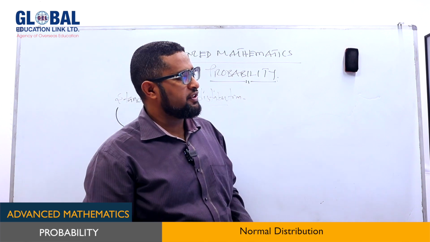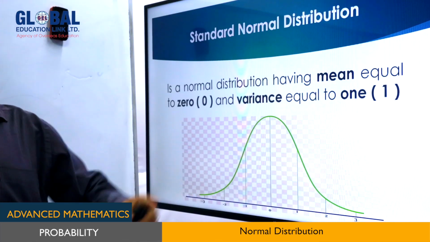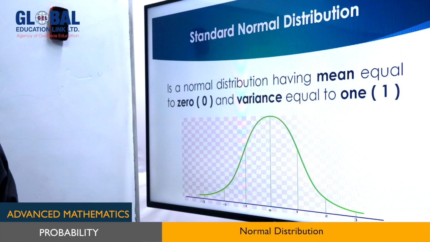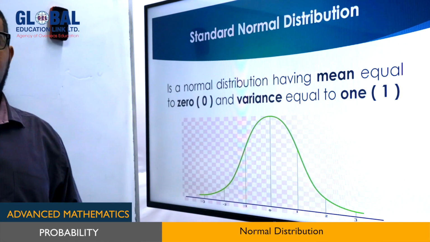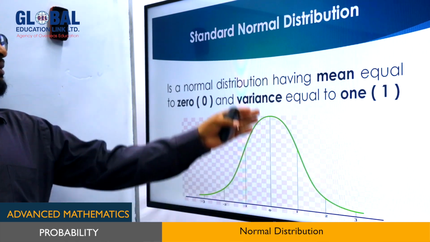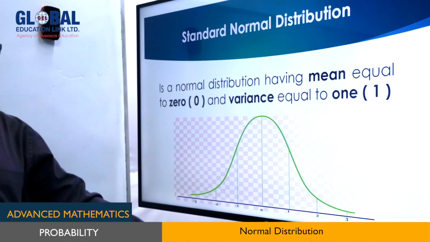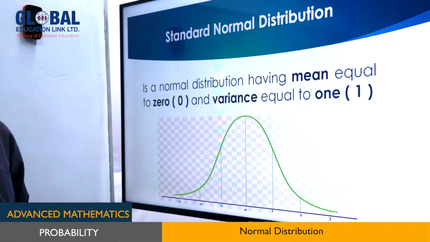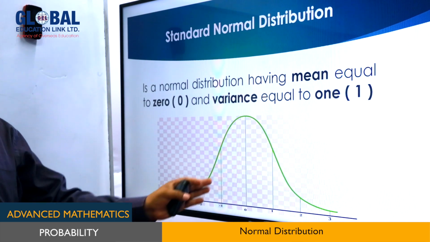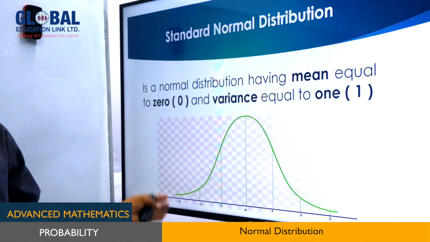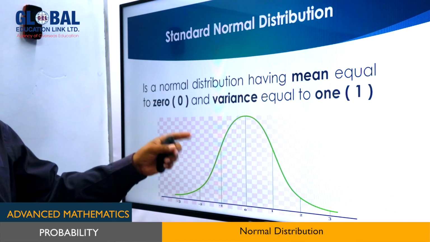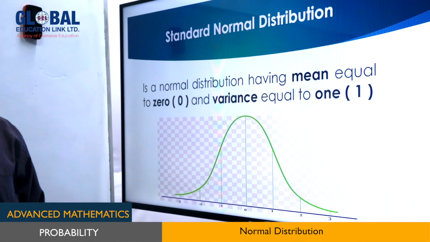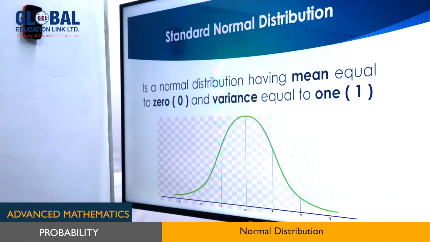As you see its graph here, the graph is like a bell-shaped diagram. Now when we say the mean, this line that is crossing or dividing the curve into two parts, right part and the left part. This is what we call the standard normal distribution, my dear student.